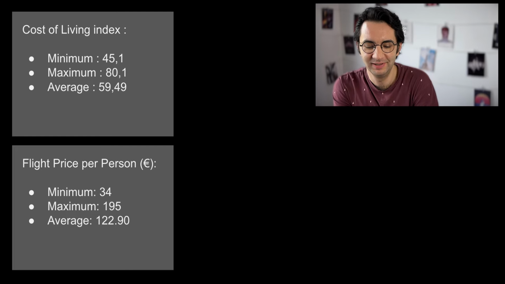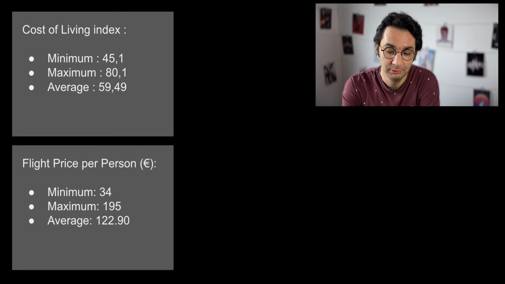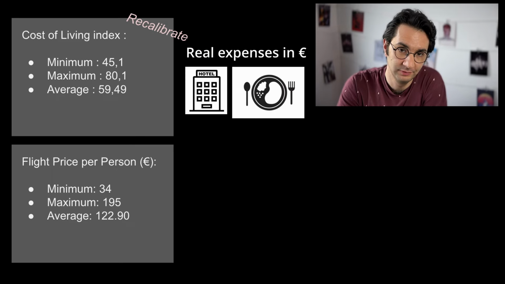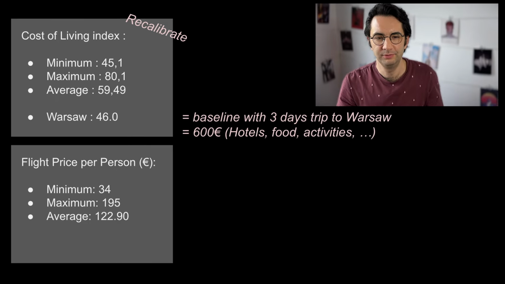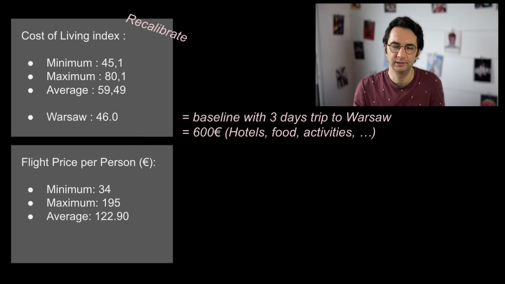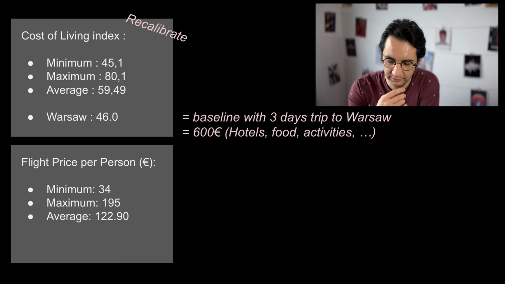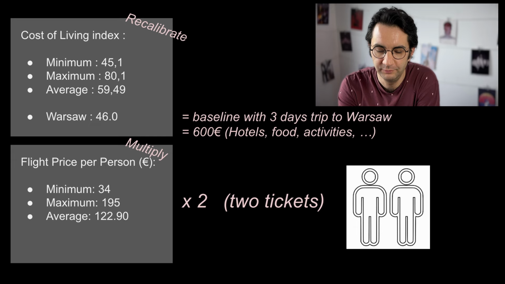Tip 4. Feature engineering. Alright, here's where it gets crazy. Let's transform the data into more explanatory metrics. We will recalibrate our cost of living index to real-world expenses, starting with a baseline. Let's say that we have a 3 days trip to Warsaw, which costs 600 euros usually. Let's apply this to our data, adjusting each city's living cost. Plus, we'll calculate the flight price for 2 people.